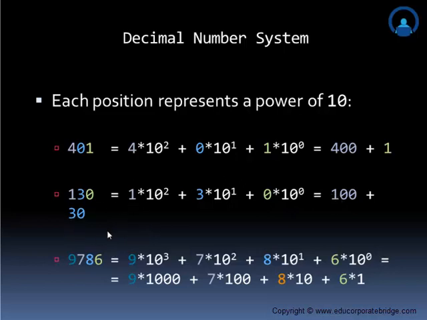Similarly is the example of 9786. Let's start from the rightmost bit. 6 is in the 0th position. 8 has its position as the first position. 7 is second, and 9 is third. Therefore we multiply this as 6 into 10 raised to 0 plus 8 into 10 raised to 1 plus 7 into 10 raised to 2 plus 9 into 10 raised to 3. Hence after the addition we get 9786.